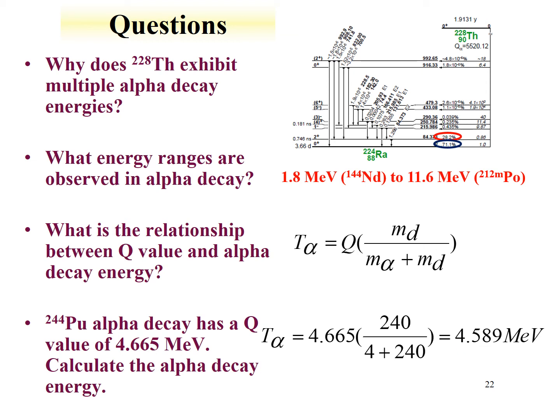And if you looked in the chart of the nuclides, you would see that that is one of the alpha decay energies for plutonium-244. You would also see that there are other values that are available. Again, that has to do with decaying to excited states. So even this value, that's the maximum alpha decay energy that can be obtained from a given Q value.